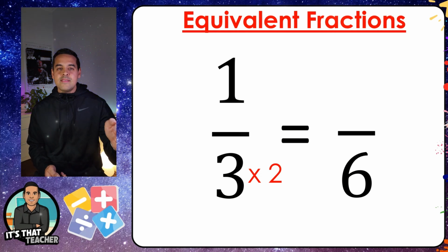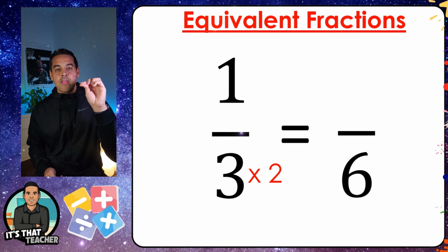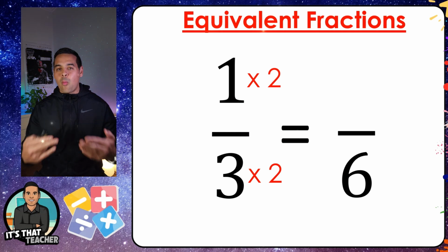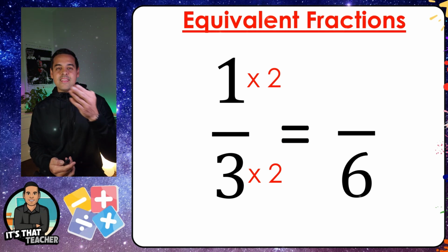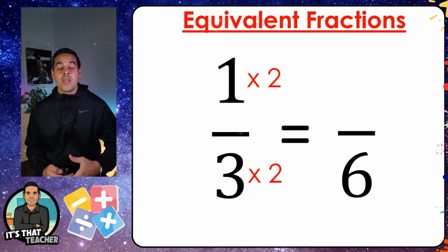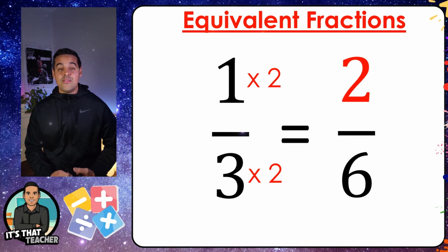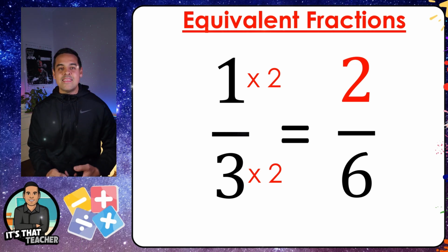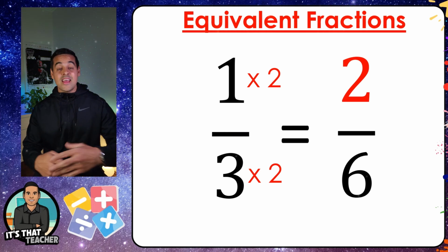So in this case, we have times the 3 by 2, which means we also have to times the 1 by 2. Now, to get the answer, the missing blank above the 6 there, all we need to do is what we did. 1 times 2, that gives you 2. So the equivalent fraction of 1/3 is 2/6. That's how you work it out.